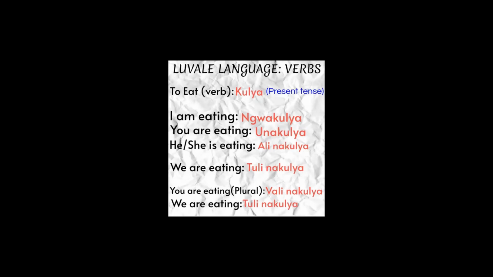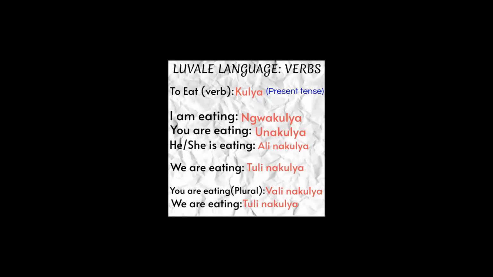So then, can you say akulia or twakulia or vakulia? Akulia? No, akulia is wrong. Alinakulia, that's correct. Anakulia, that's correct also. Anakulia or alinakulia. Then what about twakulia or vakulia? So twakulia also is correct. It's present tense, twakulia or tulinakulia.